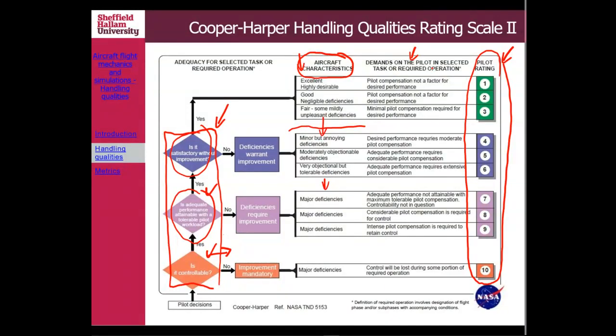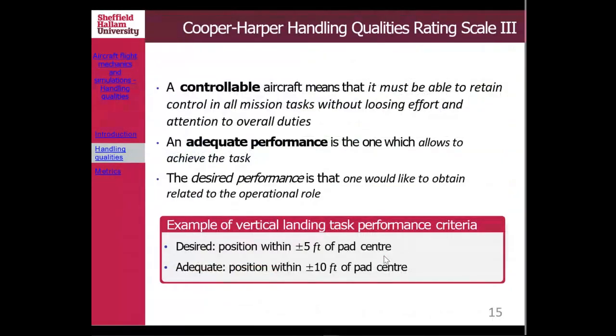And how well your pilot conducts the tasks, for example a bank angle hold, is related to this column here, which is the pilot opinion. So the definition, for example of controllable, you need to understand carefully. When it says the aircraft is controllable, it means you must be able to retain control in all mission tasks without losing effort and attention to other duties, for example.